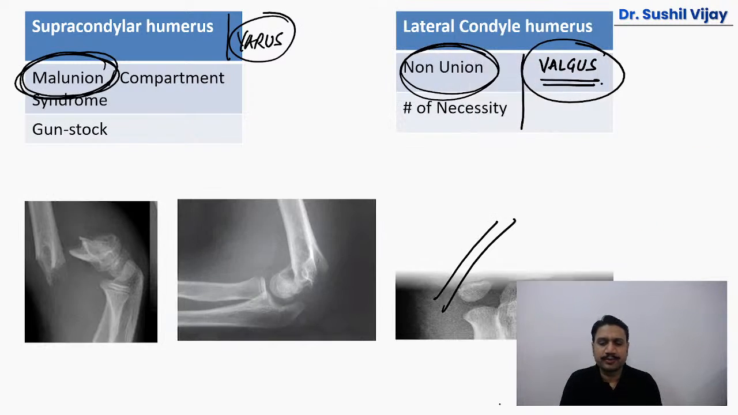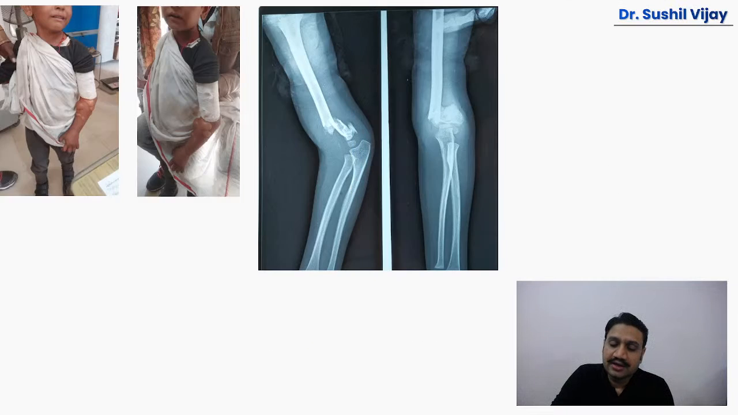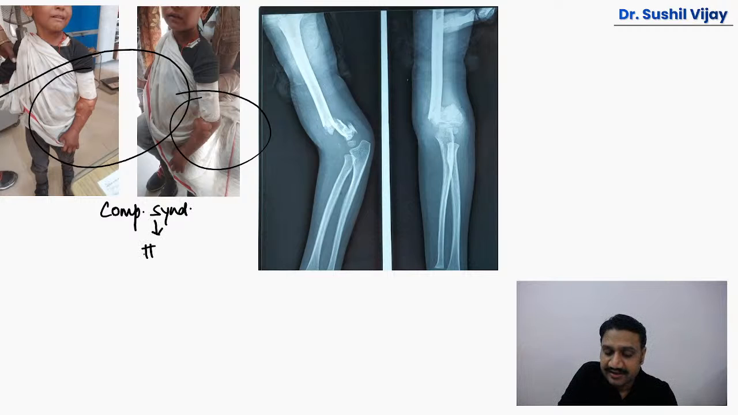So that is supracondylar and lateral condyle. Two very, very potential questions for your exam. Very important. So this is one child who is having blister formation. Can you see? The compartment syndrome. Supracondylar also produces compartment syndrome. But please remember, supracondylar is not the most common fracture to produce compartment syndrome. It is the fracture diaphysis of tibia, the most common.